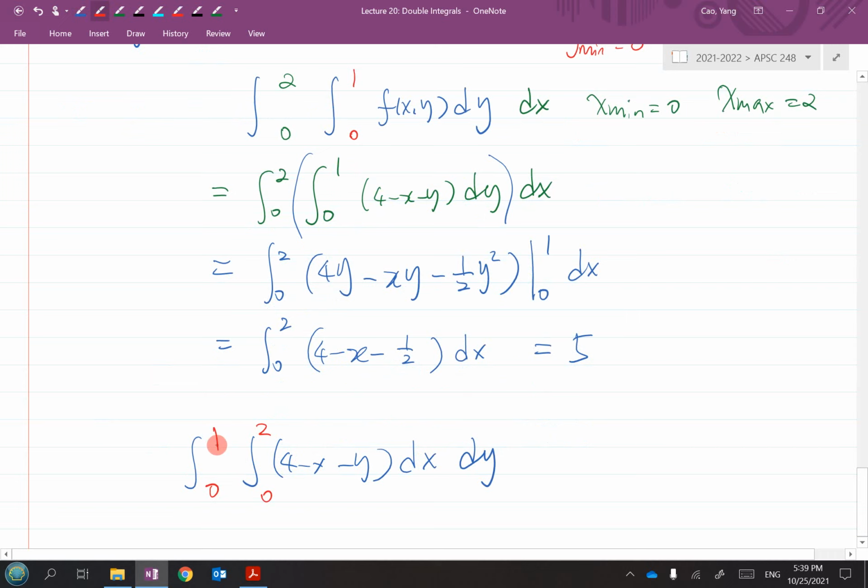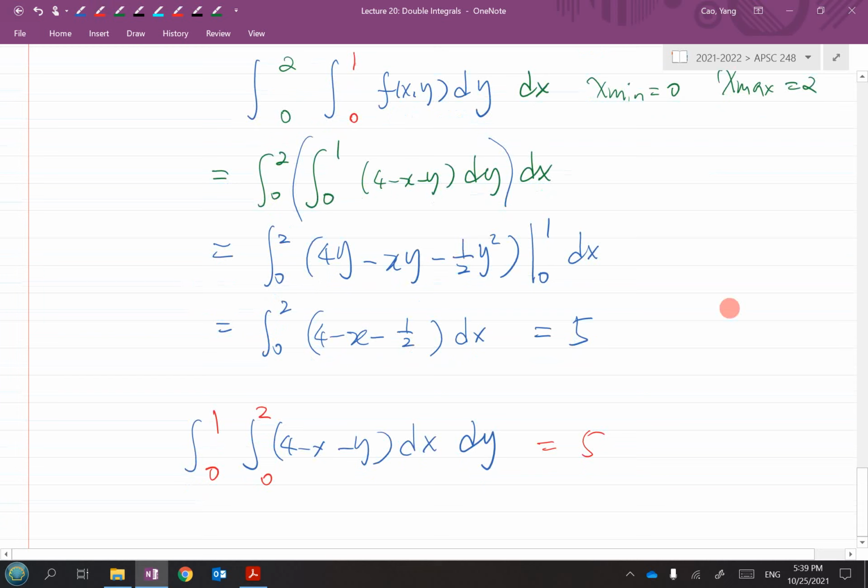so the limits are just flipped. Okay? 0 to 1, like that. So you should get exactly the same answer though. So 5. Okay? So that's a simple one, right? The simple one means it's a rectangle box. As you can clearly see, all the integral limits here are constants.